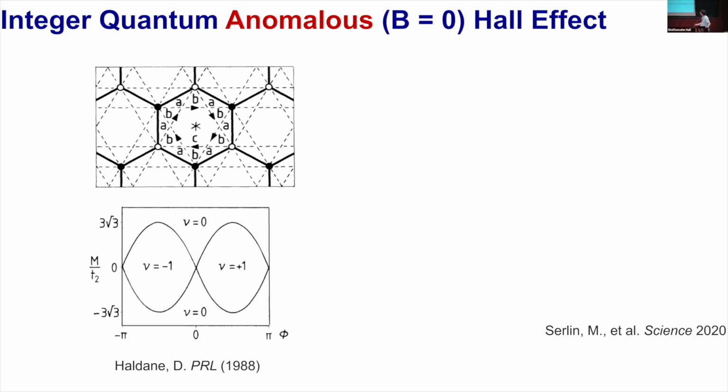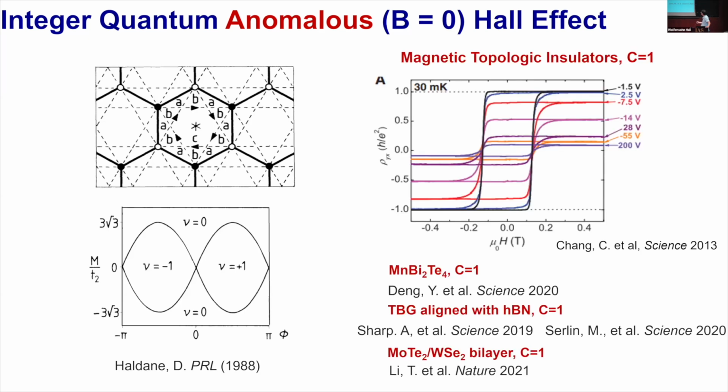And people were all enlightened by Duncan's theory proposal in 1988, where you assign the right hopping parameters for electrons on this graphene lattice. You can eventually realize such a state where you get quantized RXY at zero magnetic field. Experimentally, it was first observed in magnetic topological insulators, where you get RXY quantized as h over e squared, which corresponds to a Chern number equals 1. This happens at tens of millikelvin range.